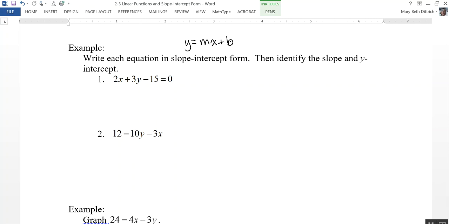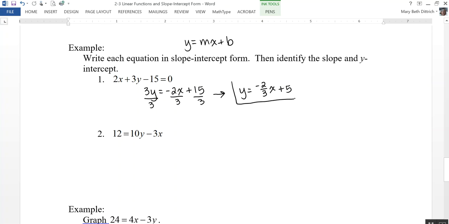So here we have 2x plus 3y minus 15 equals 0. The first thing I want to do is get 3y by itself. So I will subtract 2x on each side, and I will add 15 on each side. And now dividing each by 3, I get y equals -2/3 x plus 5. That's my equation in slope-intercept form. My slope is -2/3, and my y-intercept is 5.